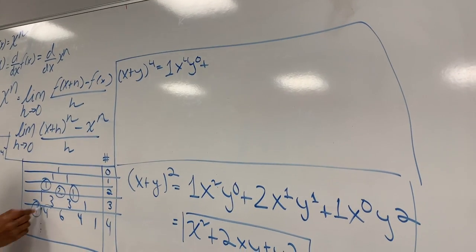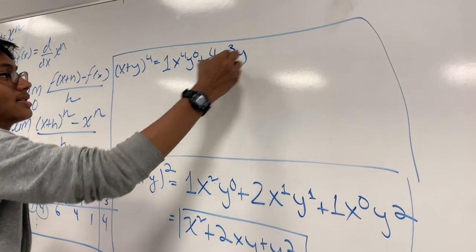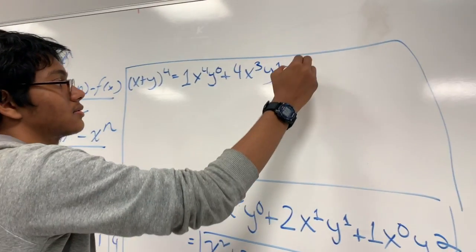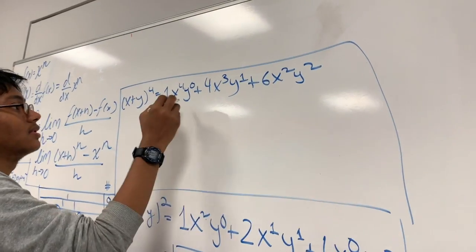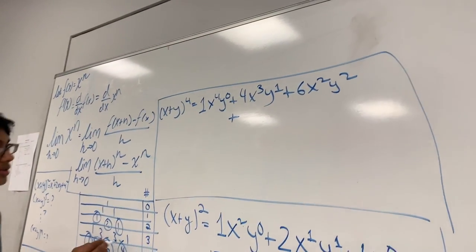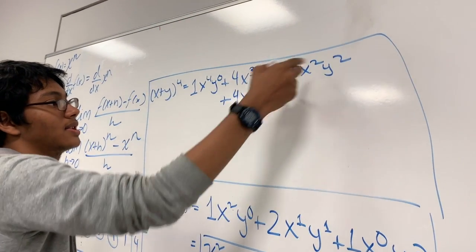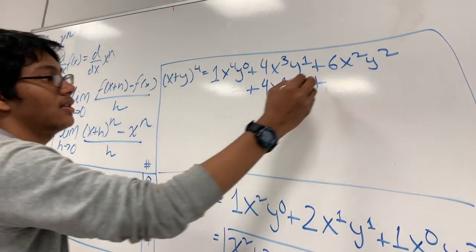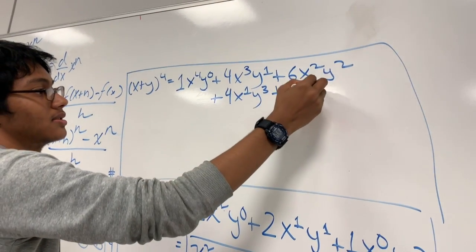The next coefficient is 4. This is going to become 3. This is going to become 1. Next coefficient 6. This is going to become 2. This becomes 2. Next coefficient is 4. This becomes 1. This becomes 3. And the last coefficient is 1. This one becomes 0.